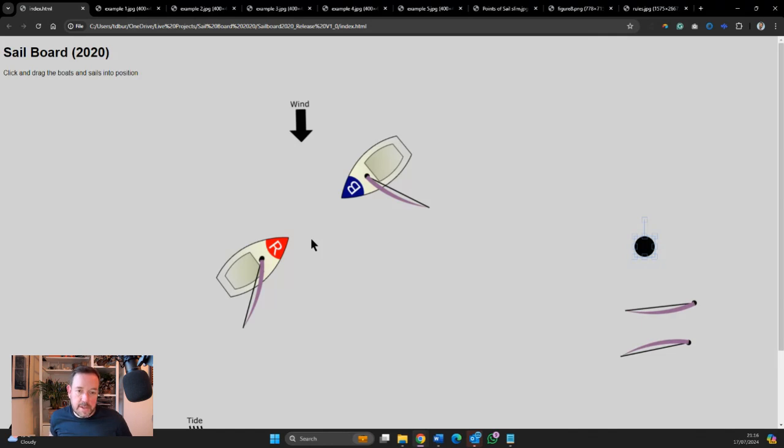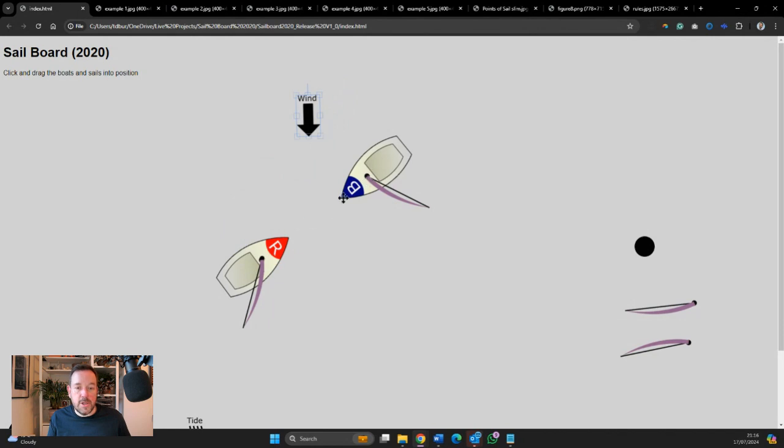So let's just have a look at this quick scenario here. We've got a boat which is on port tack here because the person's going to be sat here on the port side looking at the sail, which is over on the starboard side. And on this boat here, we've got a boat on starboard tack because the person's going to be looking over to the port side where the sail is. So the wind's going to be coming over the starboard side, so that means starboard tack. The wind here is coming over the port side, so that means it's on port tack.